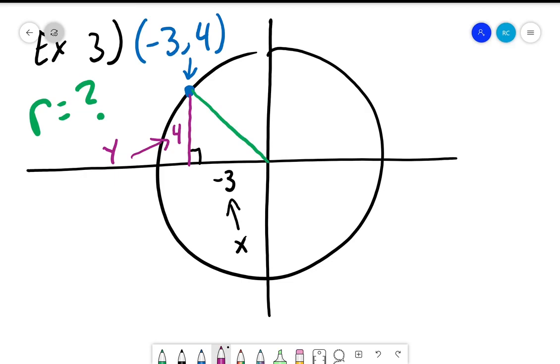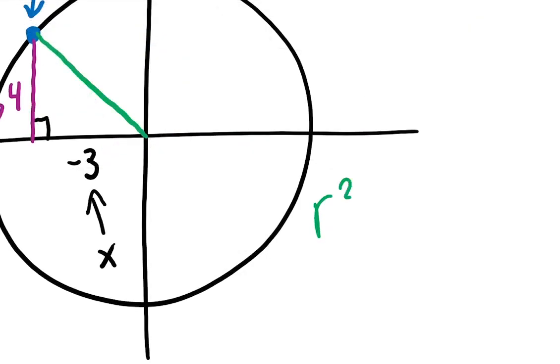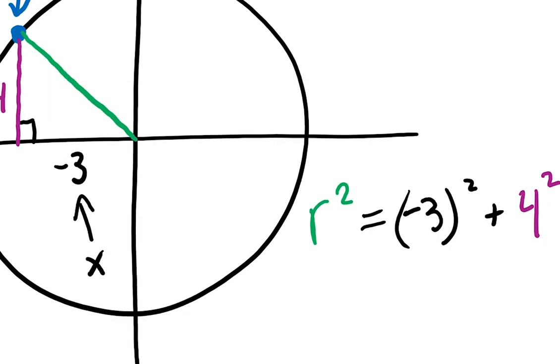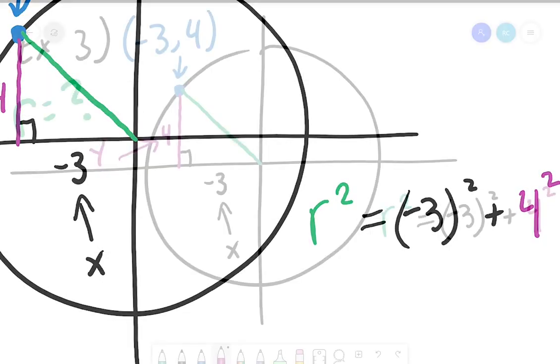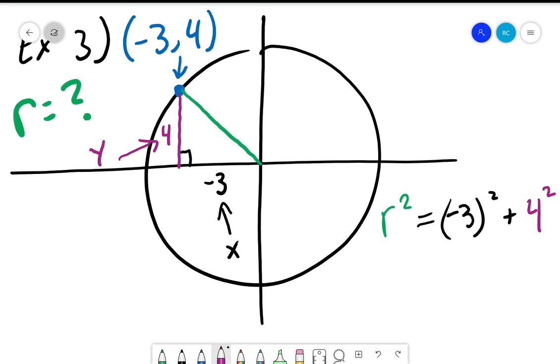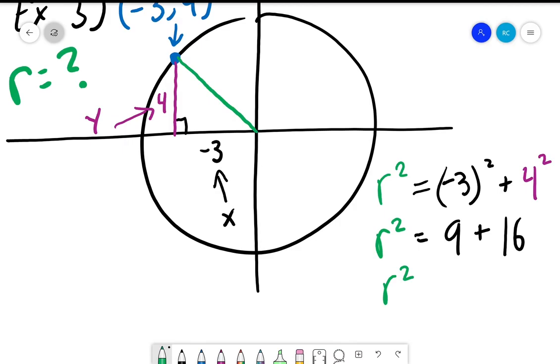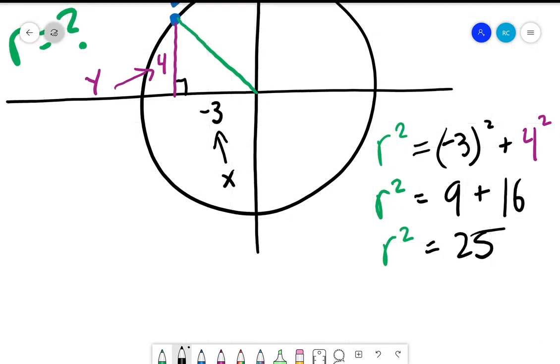What's the radius? We know that the radius squared is going to equal x squared plus y squared. Again, it's just the Pythagorean theorem, and once we have the radius, we can generalize. Okay, so -3 times -3 is +9. 4 squared is 16. So we get r squared equals, let's see, 16 and 9 is 25. So we get r squared equals 25, which means that our radius is 5.